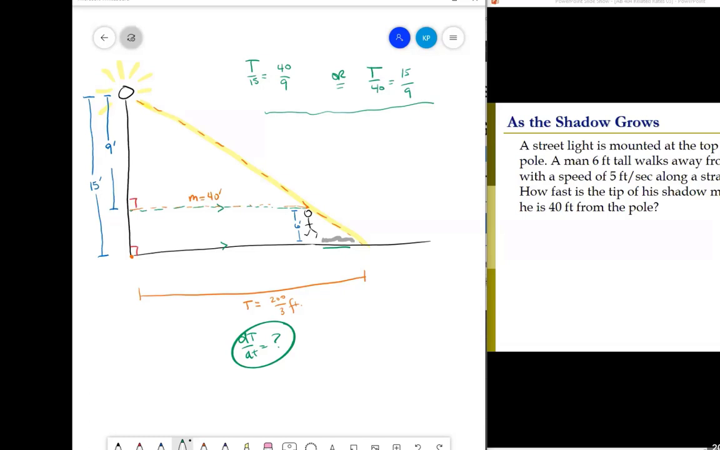And then we do know dm/dt because that's the rate that the man is moving, which is this distance here. And they did tell us that that was 5 feet per second. So step 2 would be this. Step 3 would be come up with your equation that relates m and t together, and then you could solve them.